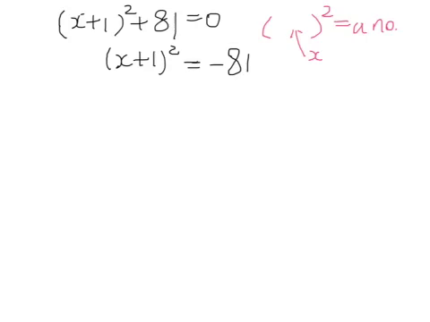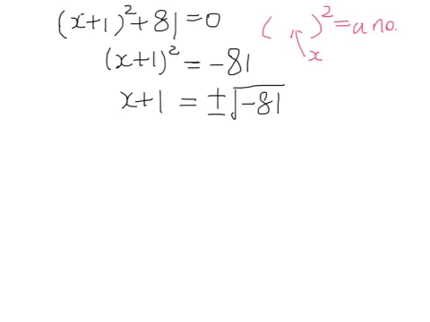Now, what number squared will give us a negative number? Well, that is an unreal number, an imaginary number. So x plus 1 must equal plus or minus. Remember, when we take out the square root here, we will end up with two different numbers. We have plus or minus the square root of negative 81.